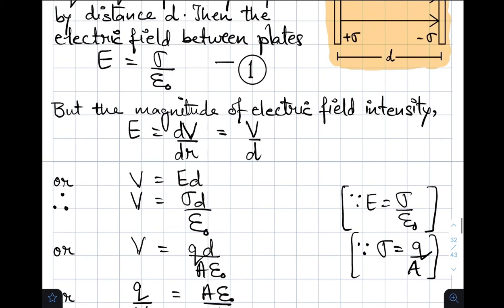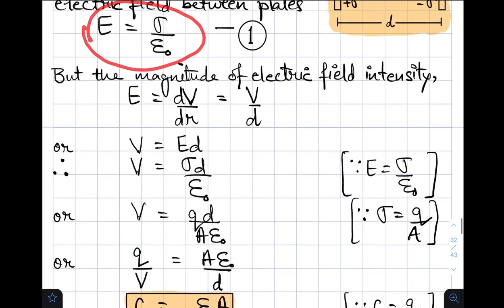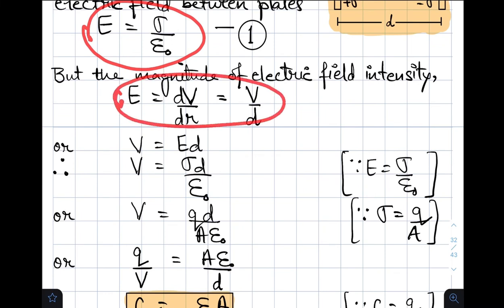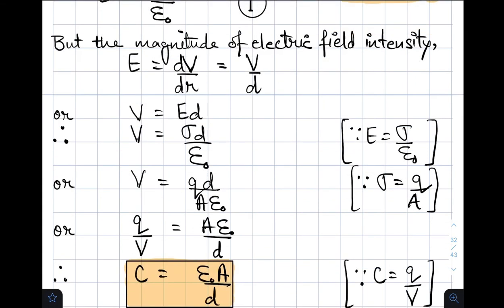Let us again try this out. Electric field is sigma upon epsilon naught from Gauss law. Electric field is dV upon dr from equipotential surface. So from here we get potential is equal to E into d, or V is equal to sigma d upon epsilon naught, or V is equal to Q d upon epsilon naught A, or Q upon V equals epsilon naught A upon d, and basically Q upon V equals capacitance C. So we have C equal to epsilon naught A upon d here.